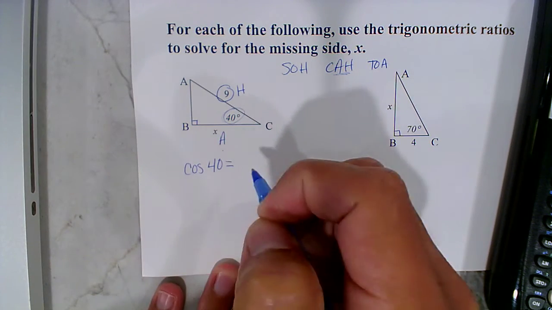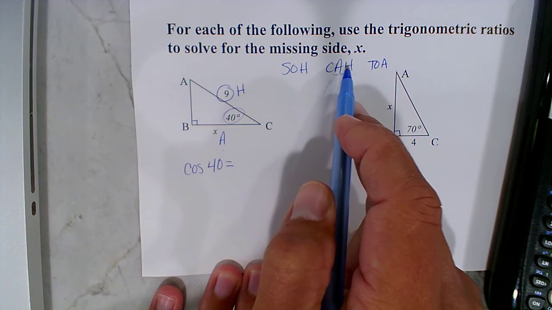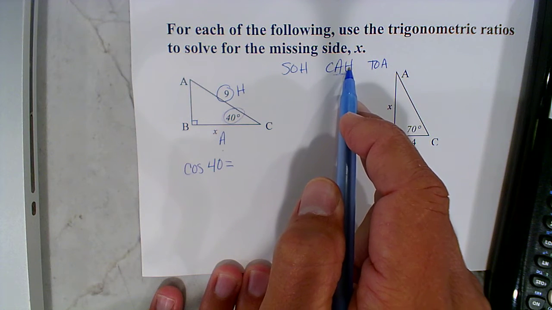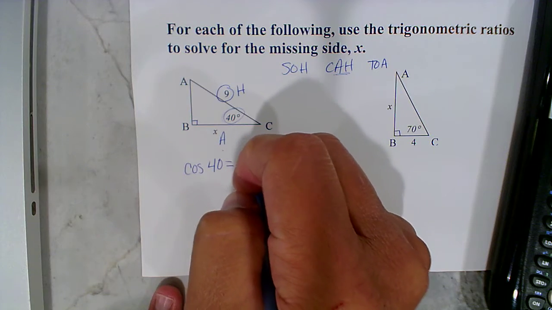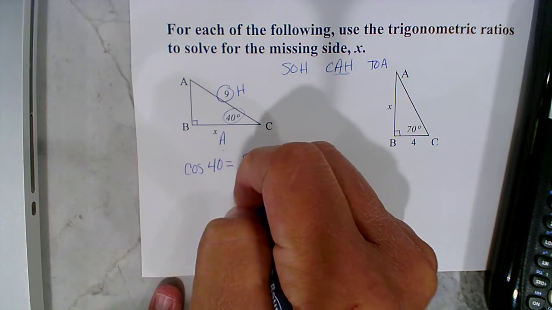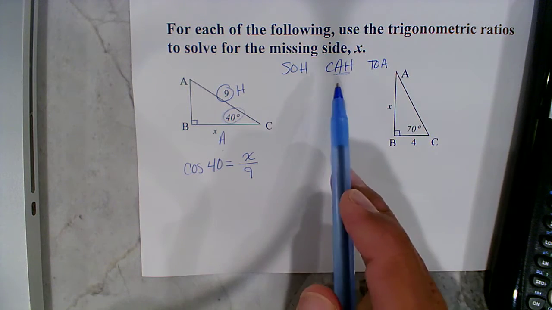Then an equal sign. Well, what does cosine equal? Cosine equals adjacent over hypotenuse. So what's the adjacent? X, adjacent over the hypotenuse 9. That's the equation. So once you choose sine, cosine, or tangent correctly, writing the equation is simple. All you got to do is read it off.